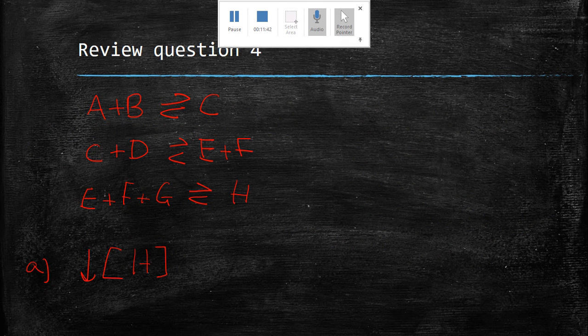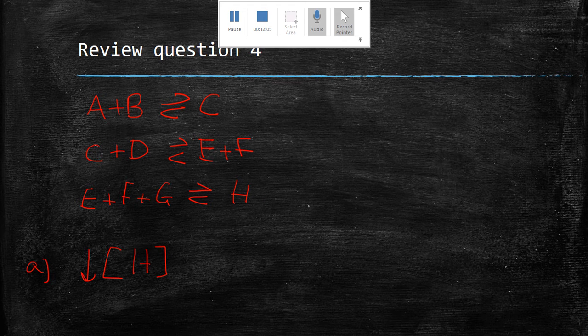Alright, so now we have another slightly different question. Just give you a chance to pause that if you want. Alright, so here we have a chain of equilibriums. So we've got A and B, which is an equilibrium of C, then C and D, which is equilibrium of E and F, and E, F, and G, which is an equilibrium of H. What's going to happen if we decrease the concentration of H?